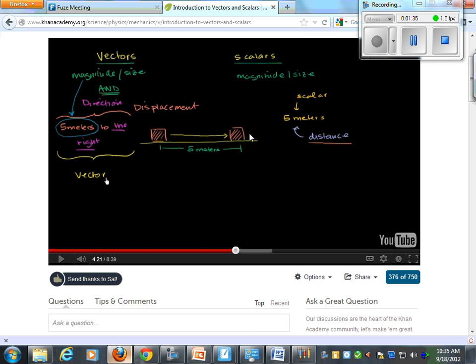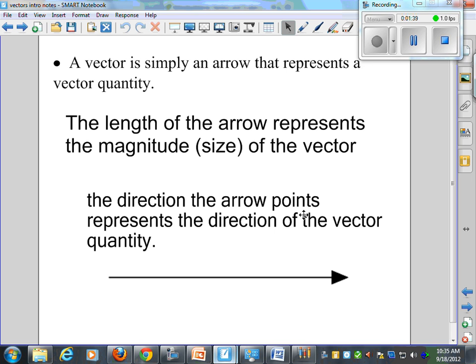But we are going to actually draw arrows to represent vector quantities, okay? And the length of the arrow represents the magnitude of the size of the vector. In other words, the longer the arrow, the bigger the displacement, bigger the size, bigger the magnitude. And the direction that the arrow points represents the direction of the vector quantity. In that case, the arrow points to the right, so the vector is to the right.